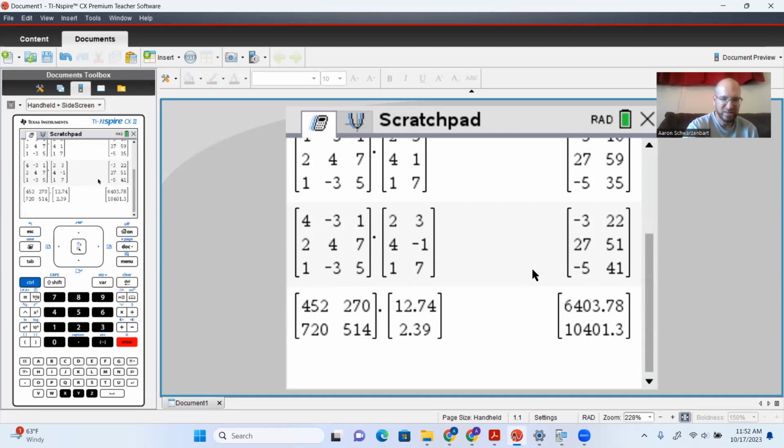And my answer is 640.03.78 and 10,401.7. So the total shipping cost and production can be found using this matrix multiplication. Okay, so this is the cost. The top one is the cost for factory A. The bottom is the cost for factory B.